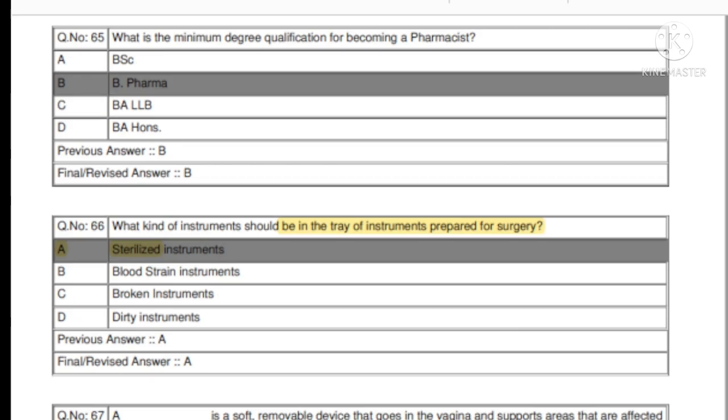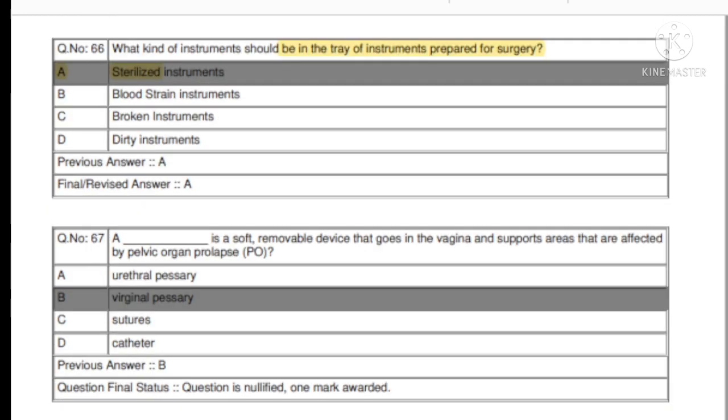Next question, question number 65. What is the minimum degree qualification for becoming a pharmacist? Here the question asks us the minimum degree qualification, not diploma or something else. But the answers are very obvious. It is BSc, BA LLB, BA Honors. So its answer is B Pharmacy. B Pharma.